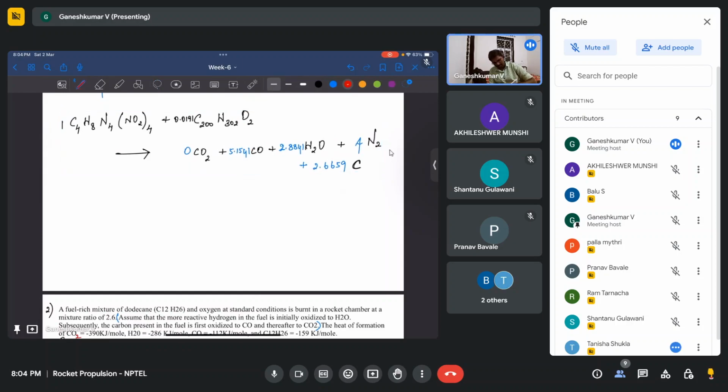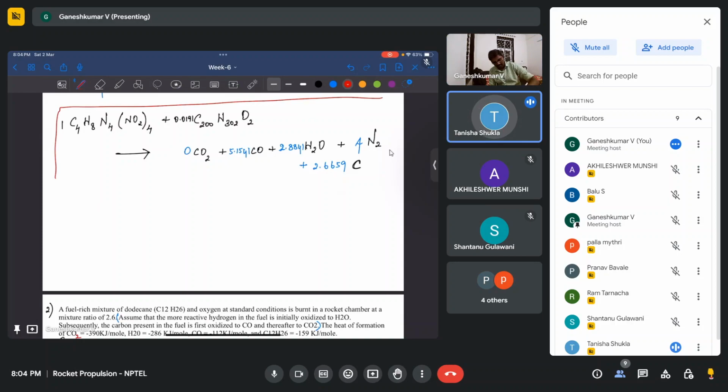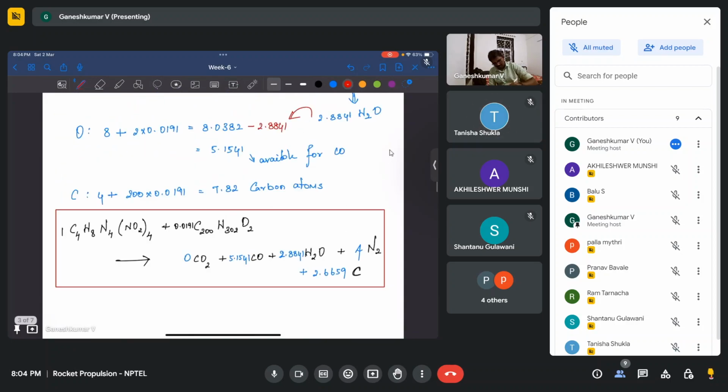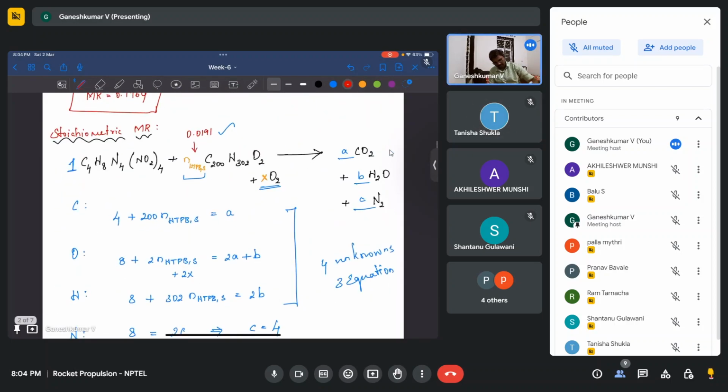For stoichiometric mixture ratio, can we take 0.15 moles of oxygen and the rest the fuel? Can you come again? 0.15 moles of oxygen, O2? Because 85% of HMX is given. Right. So where is HTPB? You need to consider HTPB also, right?